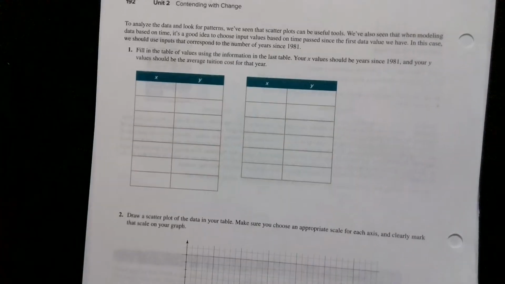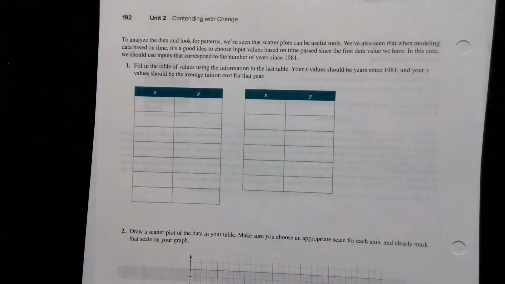Okay, now, on page 192, to analyze the data and look for patterns, we've seen that scatter plots can be a useful tool. We've also seen that when modeling data based on time, it's a good idea to choose input values based on time passed since the first data value we have. In this case, we should use inputs that correspond to the number of years since 1981. Fill in the table of values using the information in the last table.